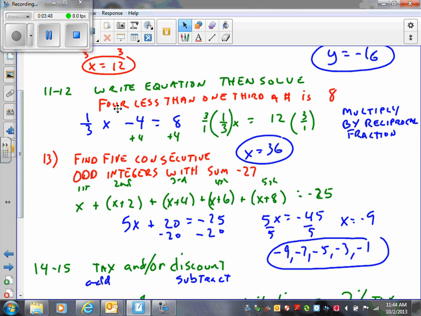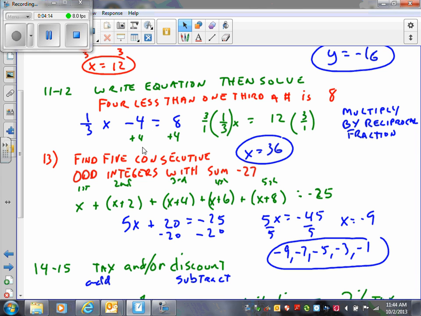11 and 12, they want you to write an equation, then solve it. I only did one example of that. 4 less than 1/3 a number is 8. Whenever you see 1/3 a number or 1/3 of a number, that means that fraction times that variable or number. And then 4 less than means we're subtracting 4 from what went before. So it's a two-step equation.